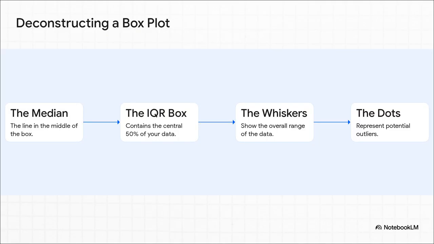Now, if you want a ton of summary info packed into one single graphic, you cannot beat a box plot. Let's just break this down real quick. See that line in the middle? That's your median. Easy. The box itself contains the middle 50% of all your data. The whiskers show you the overall range, and those little dots floating outside, bam, those are your potential outliers. It's a whole story in one tiny chart.